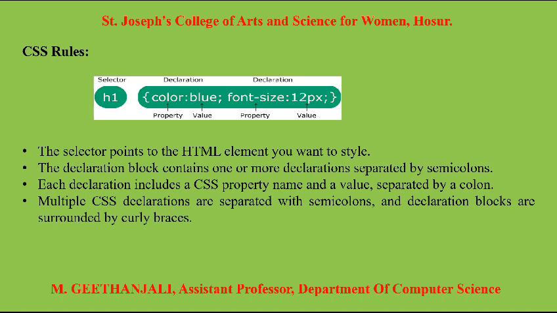You have to give the selector that points to the HTML element which you are going to style. Then the declaration block can contain one or more declarations that should be separated by semicolons. Each declaration includes both the CSS property name as well as the property value. The property name and property value are separated by a colon. The multiple declarations of CSS are separated by semicolons, and the declaration block is surrounded by curly braces.